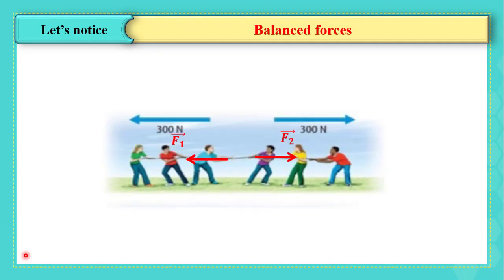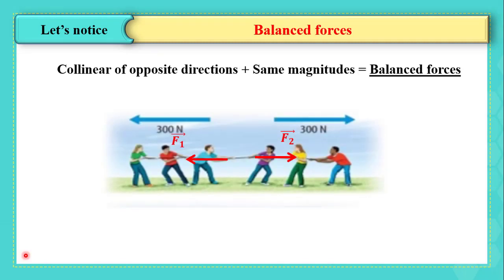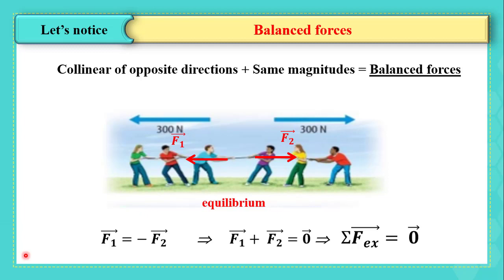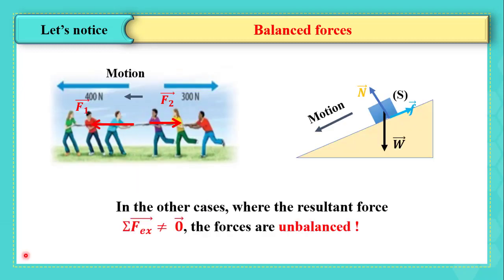Note that if the forces are collinear having opposite directions and equal magnitudes, then these forces are balanced and we say that the object is at equilibrium. In this case, F1 vector is equal to minus F2 vector, which means that the vector sum of these forces is 0. In the other cases where the resultant force is different from 0, then these forces are unbalanced forces.